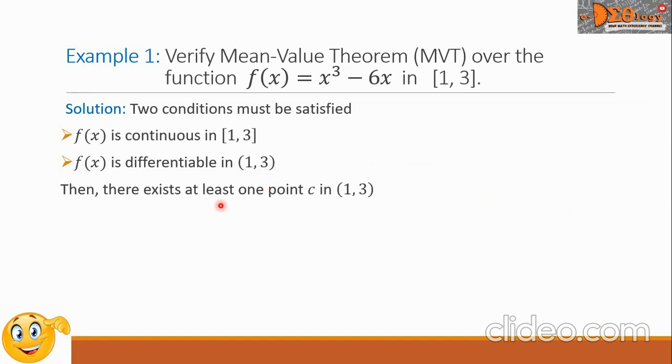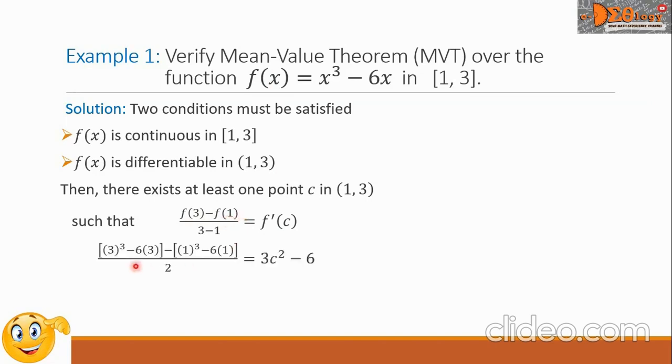Then, there exists at least one point c in the open interval from 1 to 3, such that f of 3 minus f of 1 all over 3 minus 1 is equal to f prime of c. For this numerator f of 3 minus f of 1, we're going to evaluate our function with respect to 3 and 1 respectively.